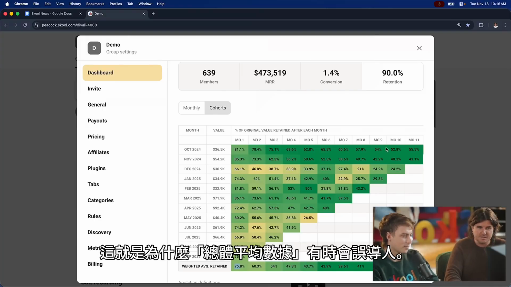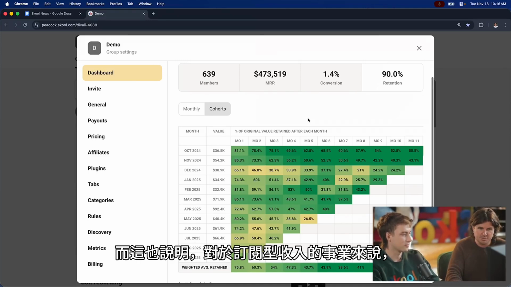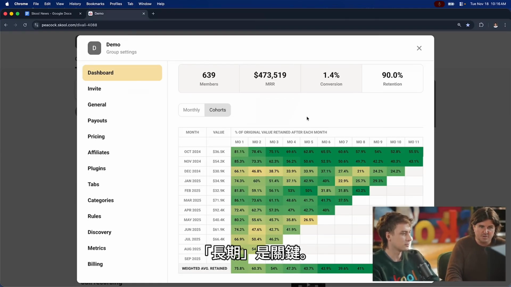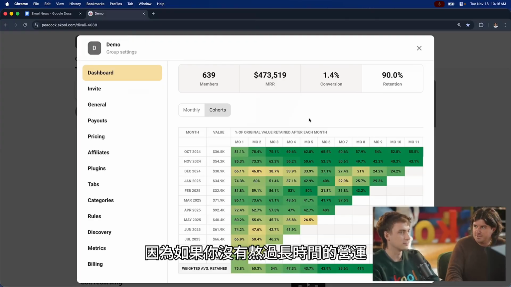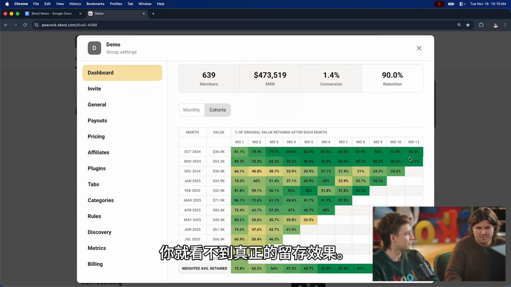Yes. So that's why the aggregate view can be misleading. And why it's so, with subscription revenue businesses, recurring revenue, long timeframes are critical, because if you don't run the thing for a year, you don't get that kind of retention. Yeah, that makes sense.